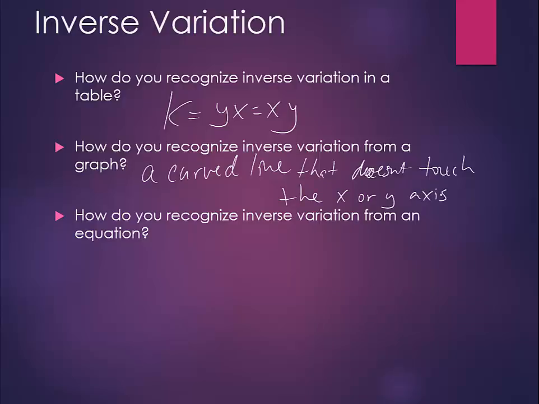And then lastly, how do you recognize inverse variation from an equation? Simple. Our 2 equations for inverse variation are going to be x1 y1 equals x2 y2, and y equals k divided by x.